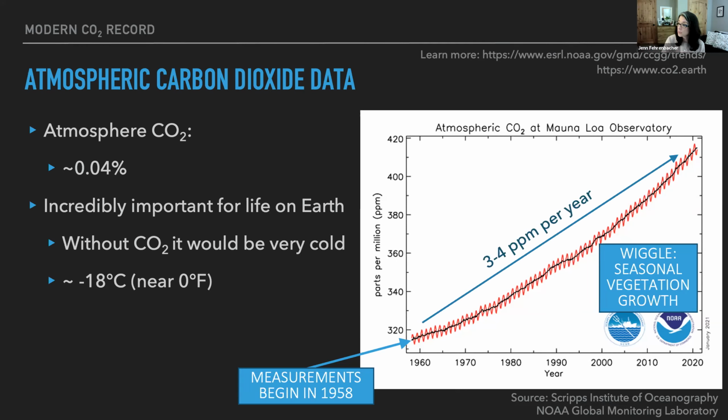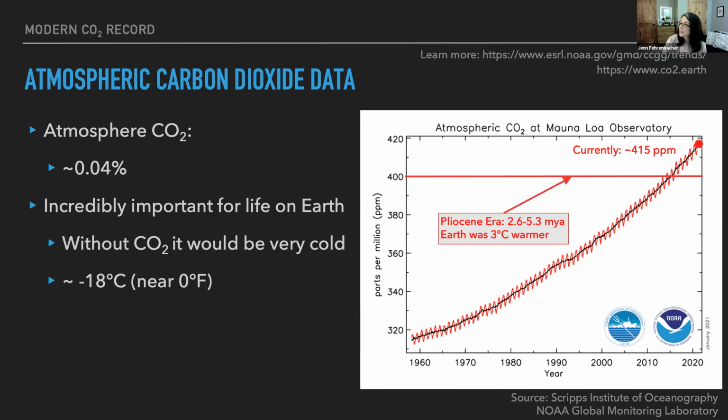When the record started, it was at about 318. When I started graduate school, we were at about 380. Today, we are at about 415. And the rate of change is likely increasing, so the slope is changing. We are seeing an increase in CO2, and this is going to continue to change the warmth of our planet.